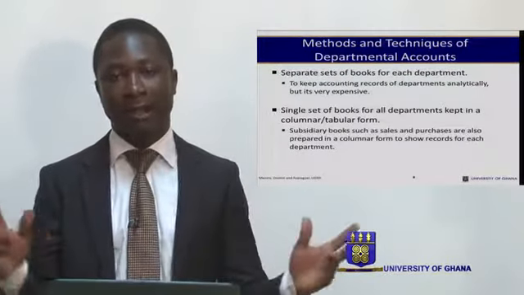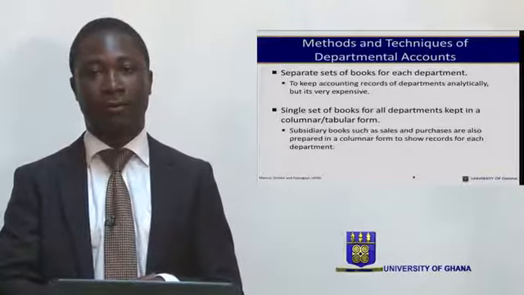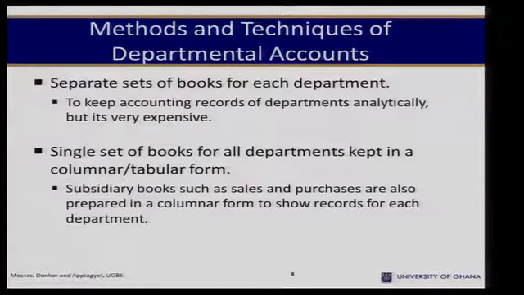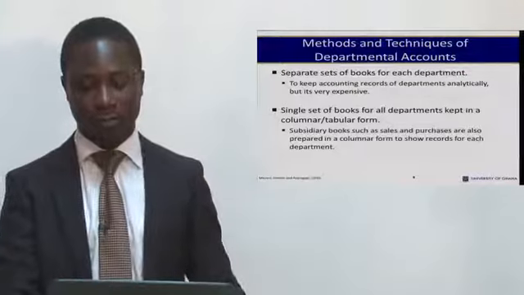Okay. There are basically two methods for keeping departmental records. You can decide to keep separate books for each department, or have a single set of books for all departments, but you're going to keep the records in a columnar form.